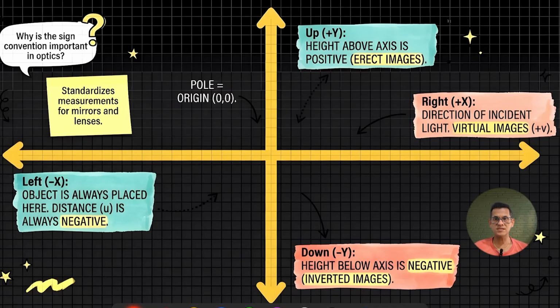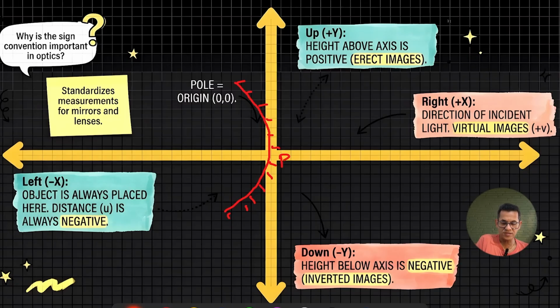This is the Cartesian coordinate system that we use for solving problems or assigning signs to different values. To start off with, you have to assume that your mirror, whether it is a concave or convex mirror, is positioned at 0, 0, or in other words, the pole of that mirror is positioned at 0, 0, something like this.